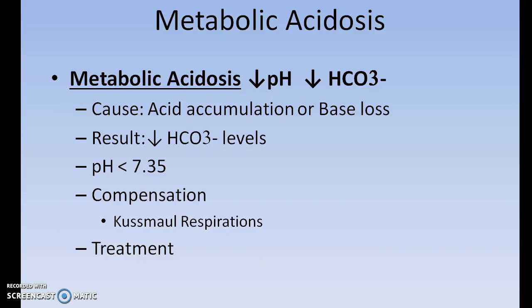With metabolic acidosis, we're going to see a low pH and a low bicarb. The cause of this is acid accumulation or base loss. So what are some causes of acid accumulation? We may see, again, like I said before, drinking of lemon juice. Base loss, we can see this with diarrhea. Our results are going to be a low bicarb level, and our pH is going to be less than 7.35.